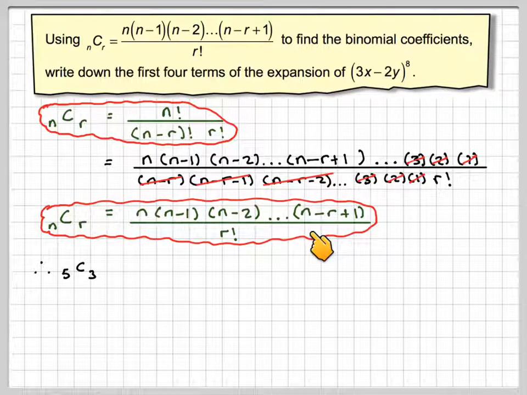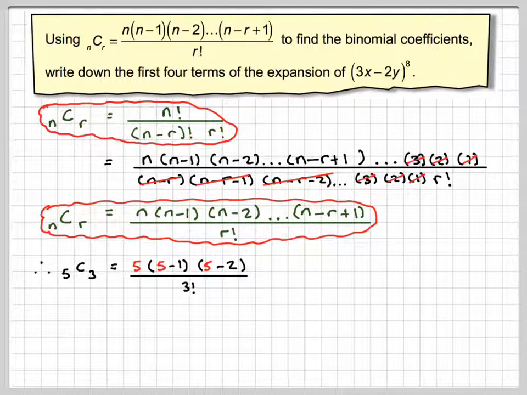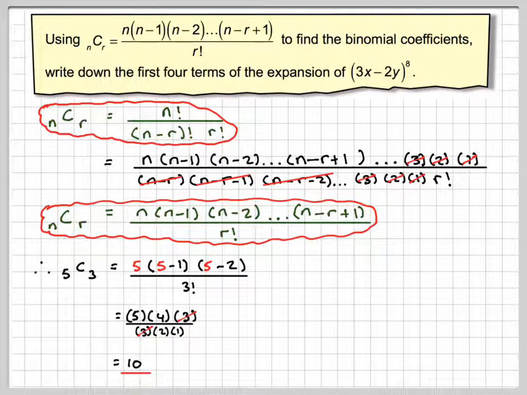Let's have a look at this one, 5C3. n is 5, r is 3. So we're going to have 5 minus 3, which is 2, plus 1, which is 3. So we're going to have 5, 5 minus 1, and we're going to stop there, 5 minus 2, because that will give me 3, over r factorial, which is 3 factorial. So it gives 5 times 4 times 3 over 3 factorial, which is 3 times 2 times 1. Those cancel out, and we get 10, like back in the video when we did permutations and combinations.